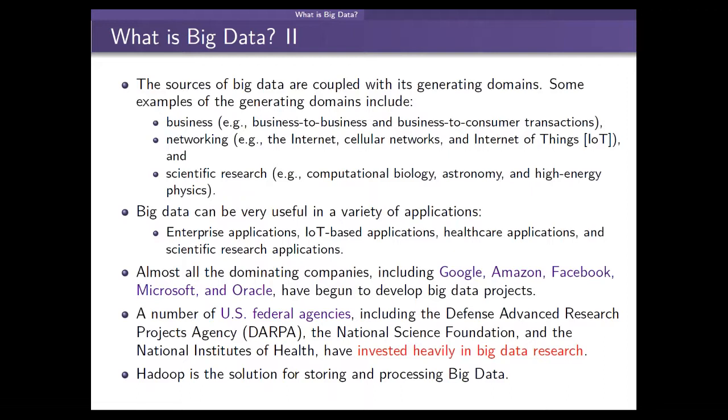Nowadays, almost all the dominating companies such as Google, Amazon, Facebook, Microsoft, and Oracle have already begun to develop data projects. A country like America has invested a lot in big data. So there are so many projects going on to handle big data. Then what is the solution for big data? One of the best solutions for big data is Hadoop. Apache Hadoop is the solution for storing and processing big data. Nowadays we have some advanced tools for handling big data, but just remember that Hadoop is the basic solution for big data.